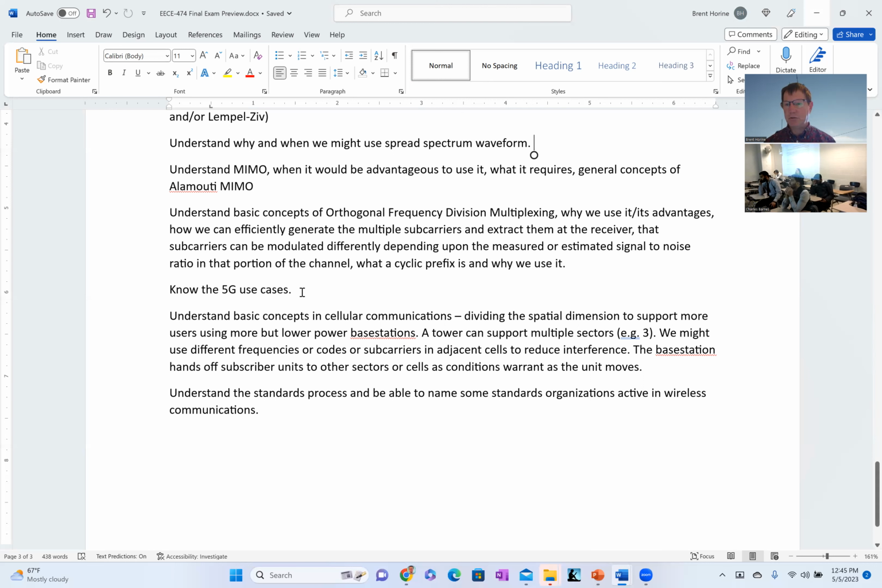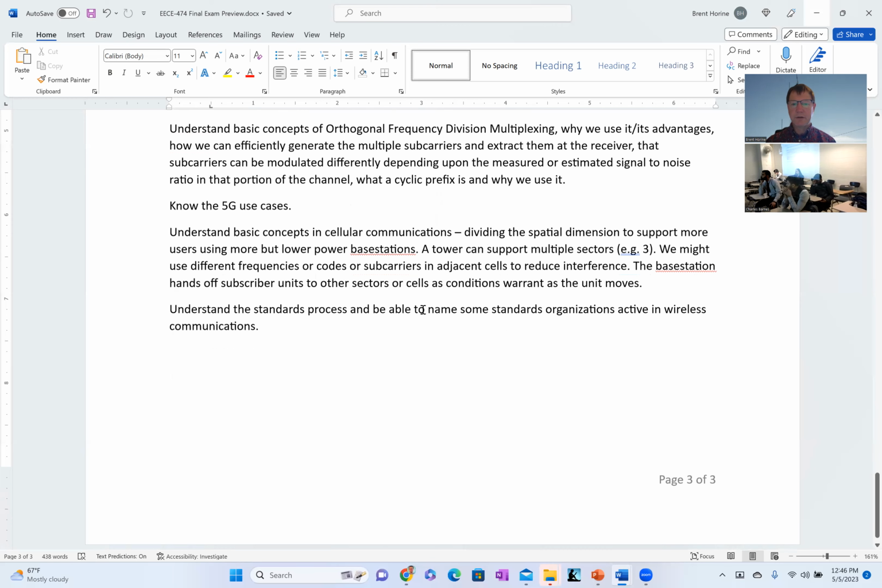Know the 5G use cases. That's the enhanced high bandwidth situation, the ultra low latency, high reliability use case, and the massive IoT type use case. They're listed in that PowerPoint.